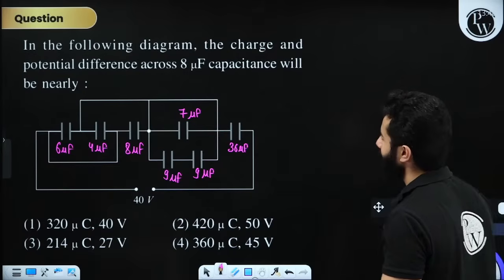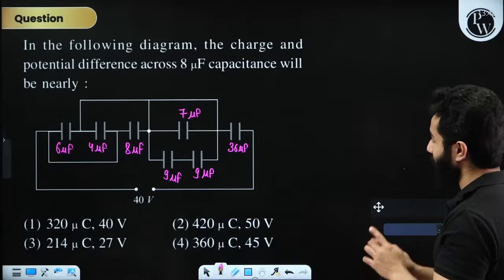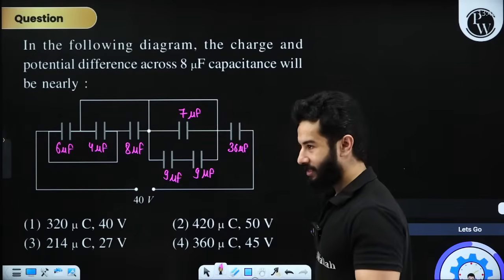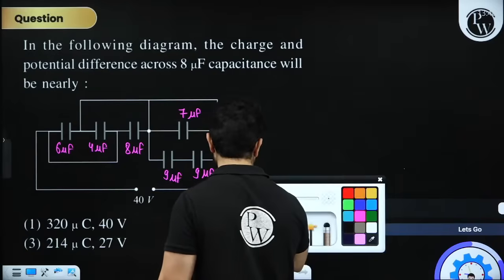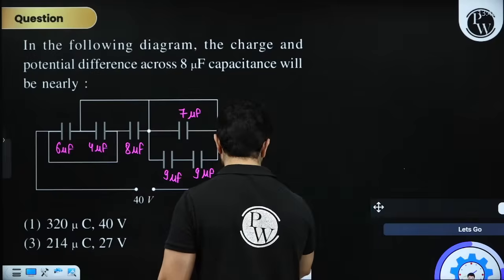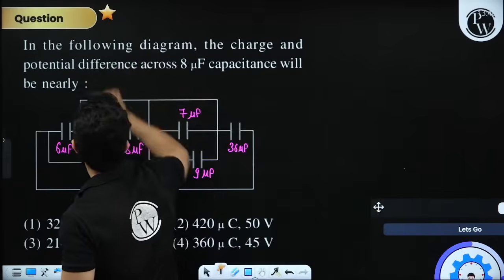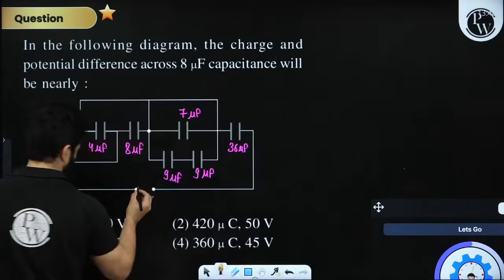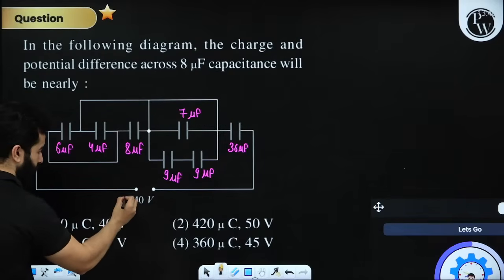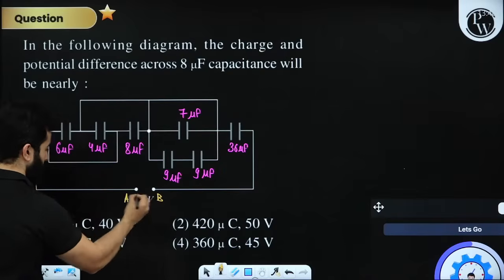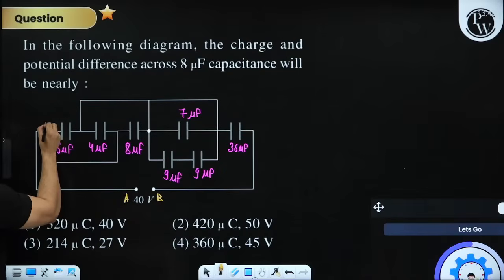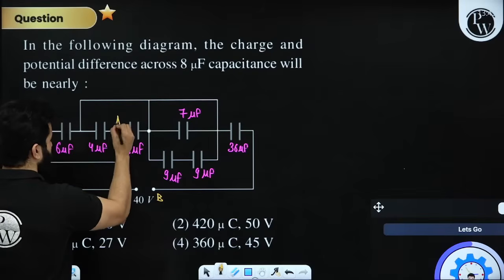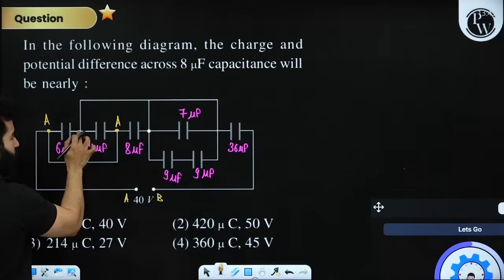Okay. In this question, they are asking what is the potential difference across 8 microfarad. Got it? Now let's start this particular problem. This is a very nice question, so mark it for your revision if you have time. Let's say this point is A, and this point is B. If this point is A, this point will be A. Certainly this point can't be A or B.